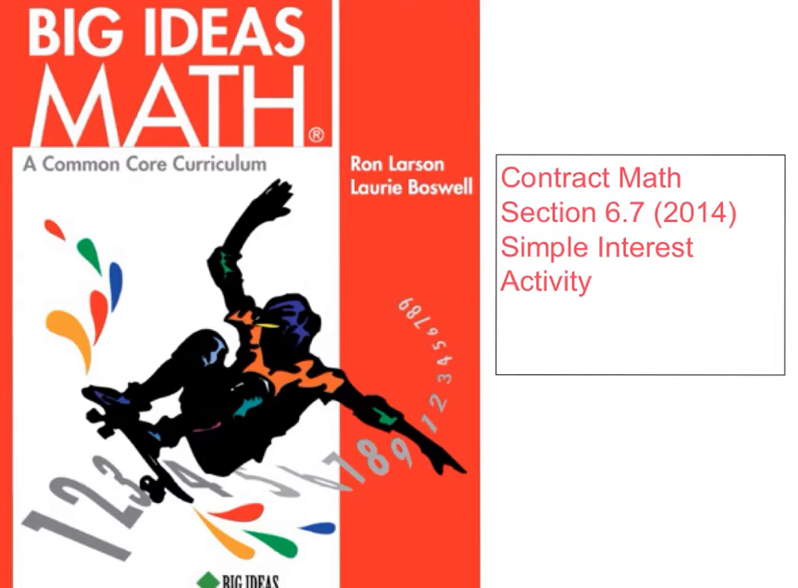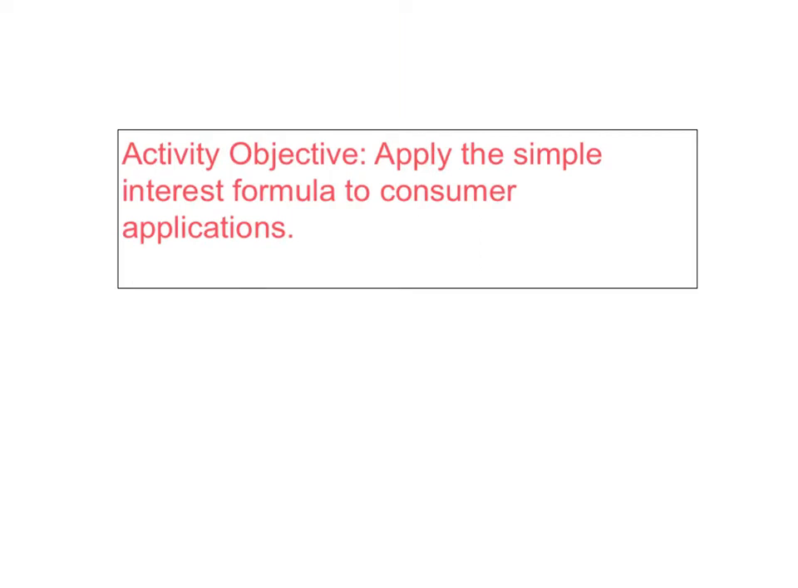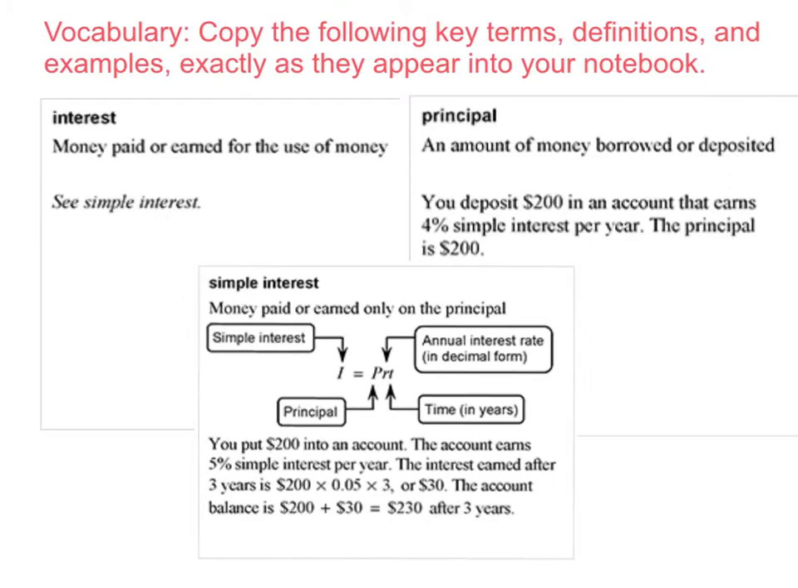Pause while you write Section 6.7, 2014 activity in your math notebook. Pause again while you write today's activity objective in your math notebook. Today's objective is apply the simple interest formula to consumer applications. Copy the following key terms, definitions, and examples exactly as they appear into your notebook.